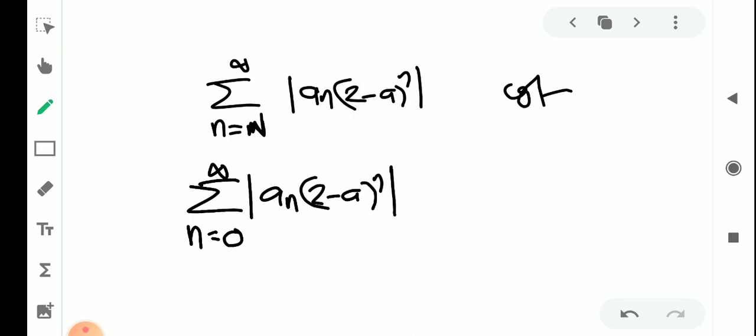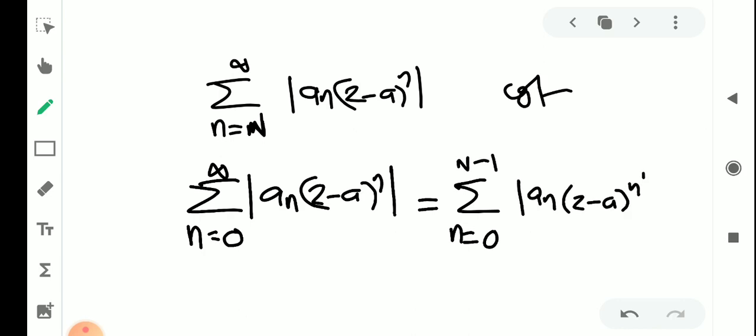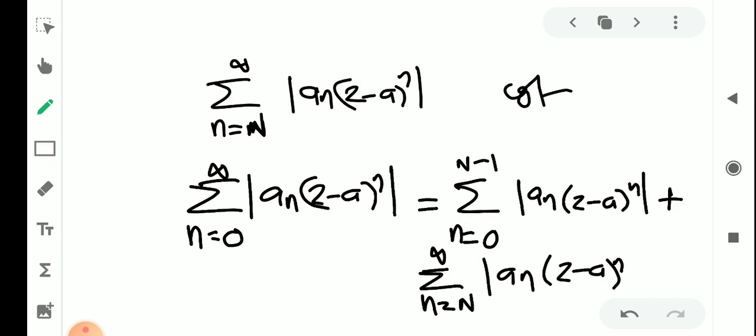So how can we write this? This equals sigma n equal to 0 to capital N minus 1 mod a n (z minus a) all raised to n, plus sigma n equal to capital N to infinity mod a n (z minus a) all raised to n. We can write it by splitting like this. So this term, this series, is convergent.